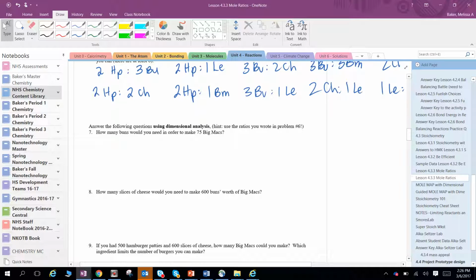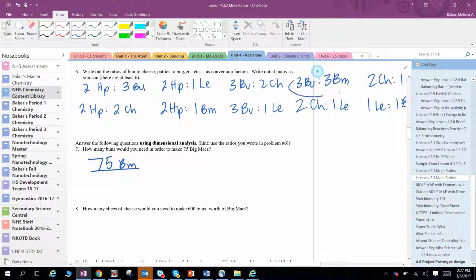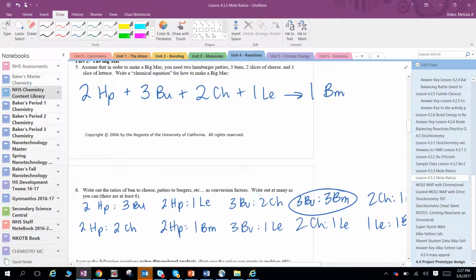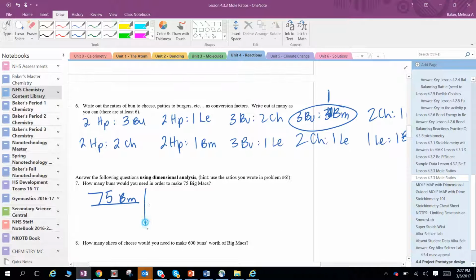Okay. How many buns would you need in order to make 75 Big Macs? So we want to get Big Macs into buns. So I'm going to look for the ratio up here, and I see it. Did I do this one right? 3 buns to 1 Big Mac. Okay. So 1 Big Mac needs 3 buns. Multiply across the top. 225 buns needed.